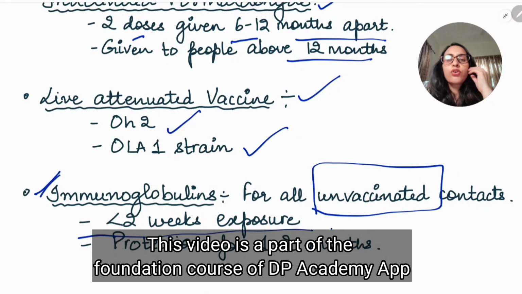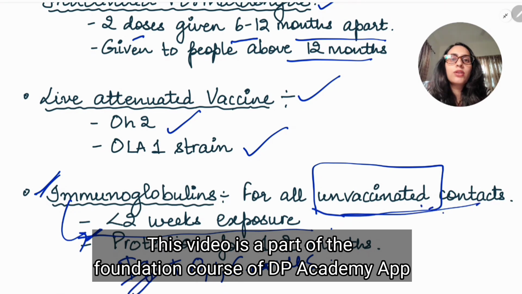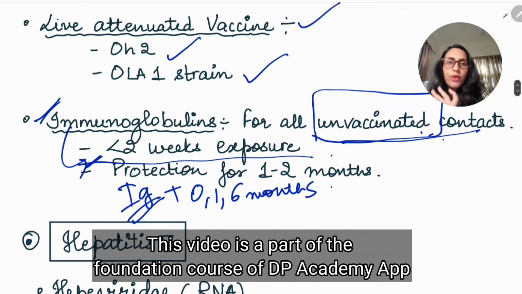Suppose you have not got the hepatitis vaccination done, and you are working in a hospital or a clinic, and you accidentally get a needle stick injury from a hepatitis patient. You are unvaccinated yourself, so within 2 weeks of exposure, you take this immunoglobulin. Apart from that, you get the vaccination at 0, 1 and 6 months. Apart from the vaccine, you also take the immunoglobulins for all the unvaccinated contact or exposure. This is about hepatitis A.